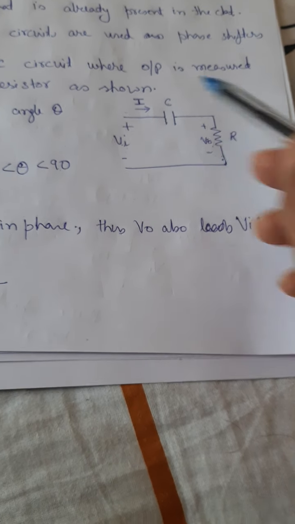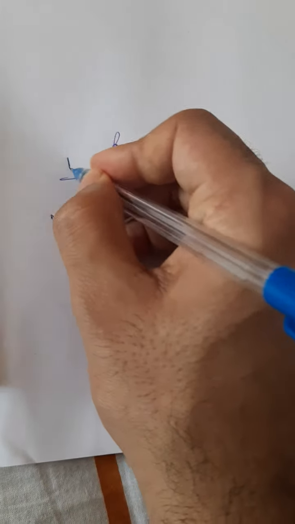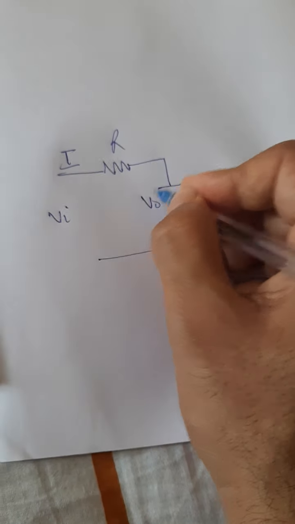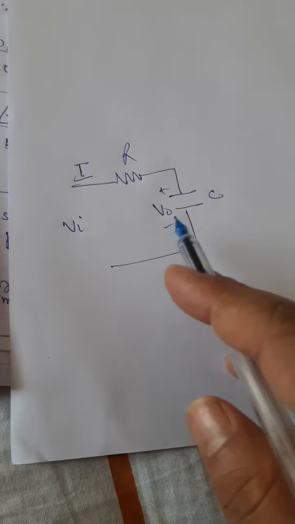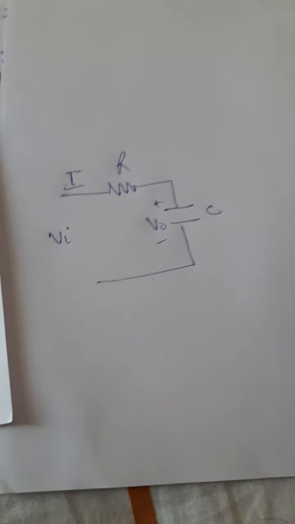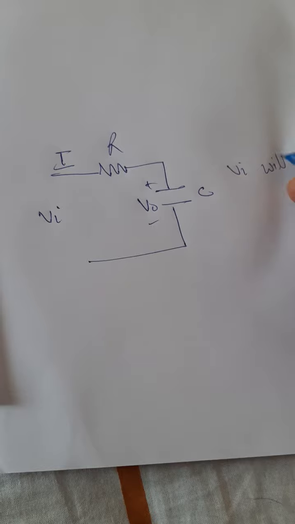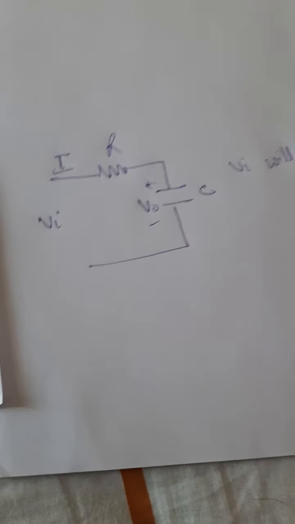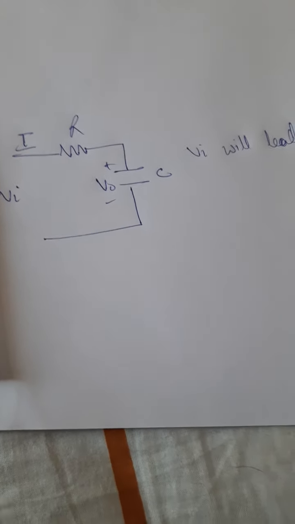What if I take the output across the capacitor? Meaning, suppose this is the resistor and this is the capacitor. So this is C, this is R, this is Vi, this is I, this is V naught. So in this case, Vi will lead V naught. Why will Vi lead V naught? Can you tell me?